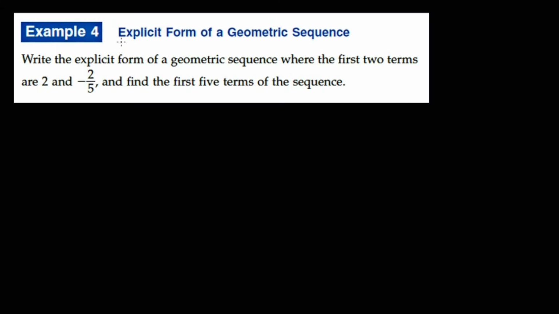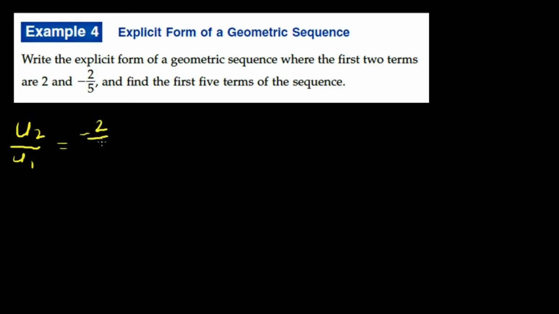So in this example, we're going to write the explicit form of a geometric sequence. So we're going to write the explicit form of the geometric sequence where the first 2 terms are 2 and negative 2/5, and then find the first 5 terms of the sequence. So since we're given the first 2 terms of the sequence, we can find our common ratio and say that u sub 2 divided by u sub 1 will give us r.